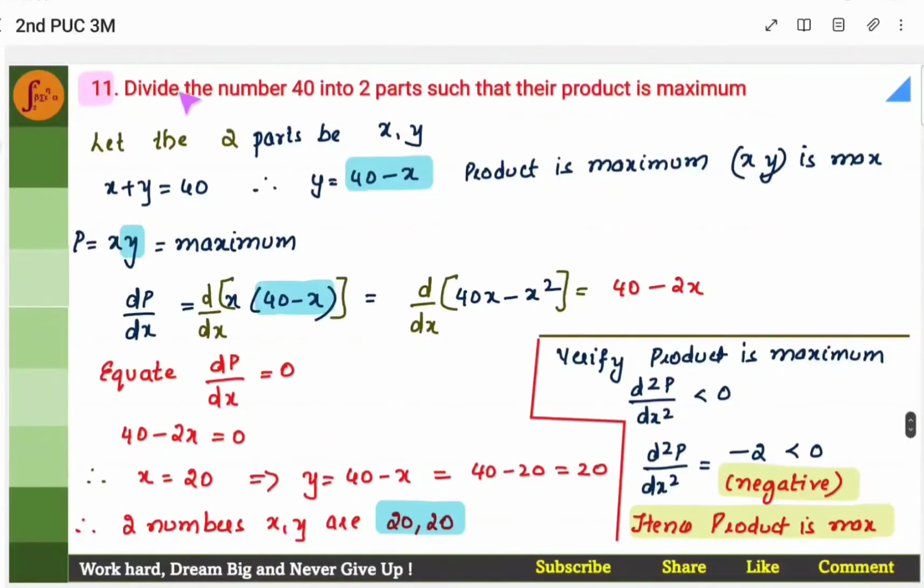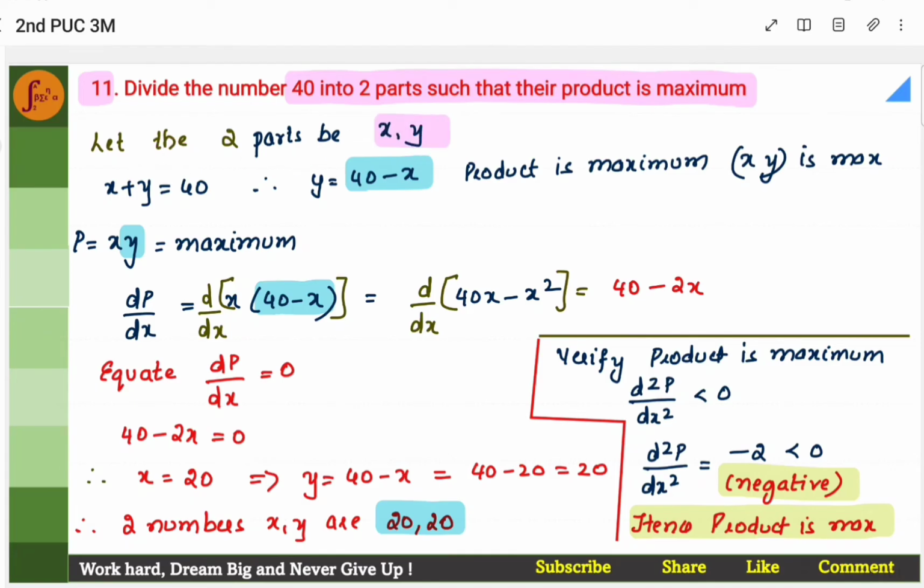Last problem: divide the number. I think even in the 2-marker video this was discussed, right? Divide the number 40 into 2 parts such that the product is maximum. Again, this is the simplest application of derivatives. Focus on this problem also. Relatively, this and the earlier problems are simple.